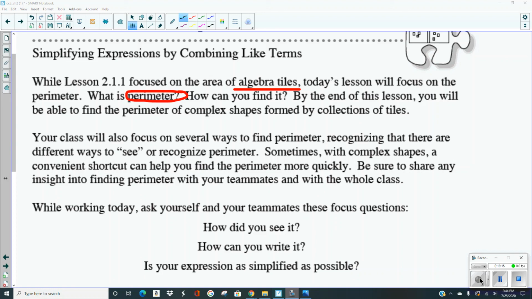Returning to today's focus, remember we used algebra tiles and we used what we know about its area to find its perimeter.